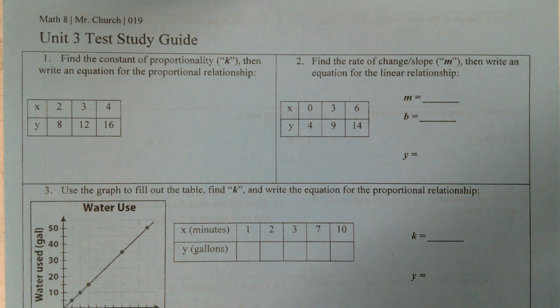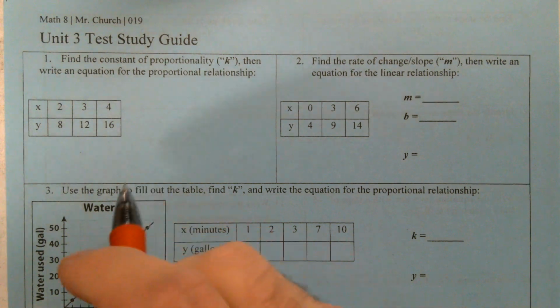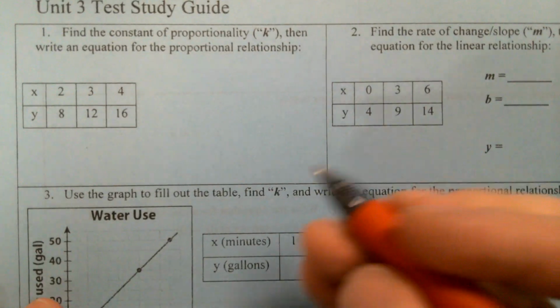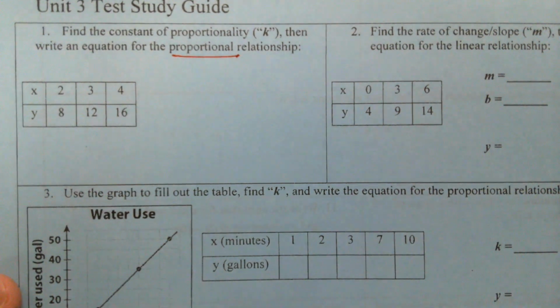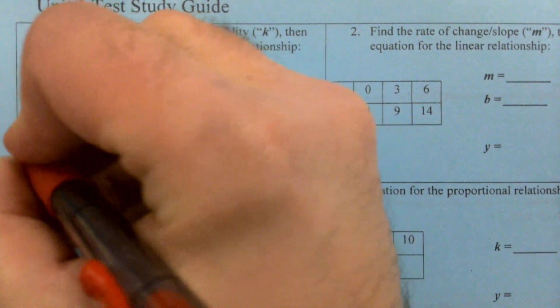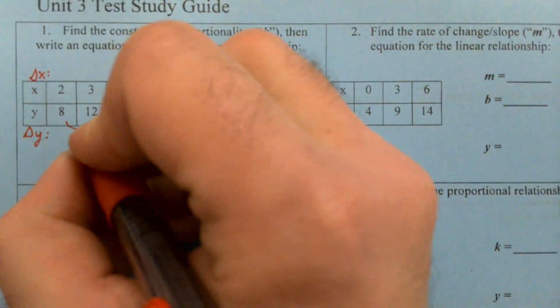So, let's start out with number one, finding the constant of proportionality. This is just like we talked about in our warm-up. K is the exact same thing as slope, except with only proportional relationships. So all we need to do is find the change in x and the change in y.